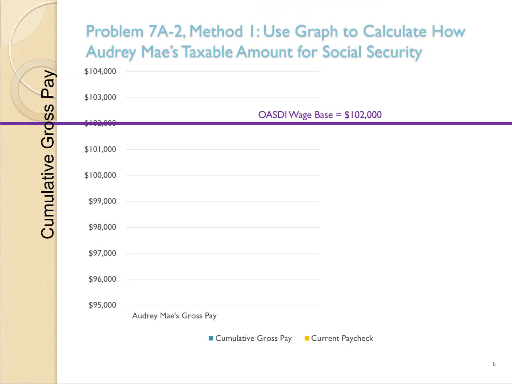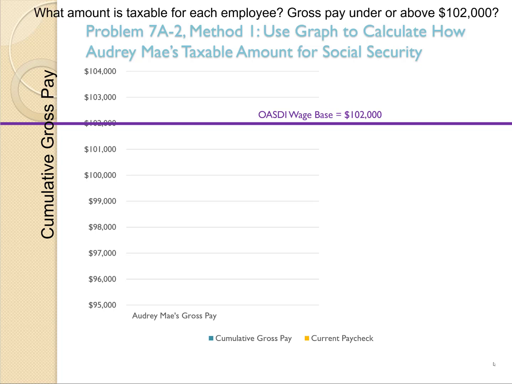To do the problem, we have to know what the OASDI wage base is. It's $102,000 in this problem. So what does that mean? What is taxable for OASDI? Is it the amount under $102,000 per year, or is it the amount over $102,000? The taxable portion is the part under $102,000. So in other words, Audrey's first $102,000 is going to be taxed for OASDI per year, but nothing above that will be taxed.